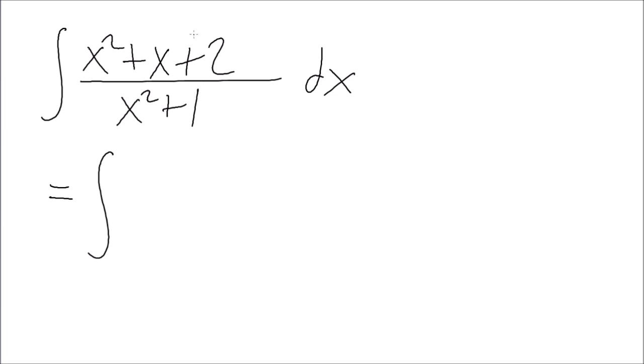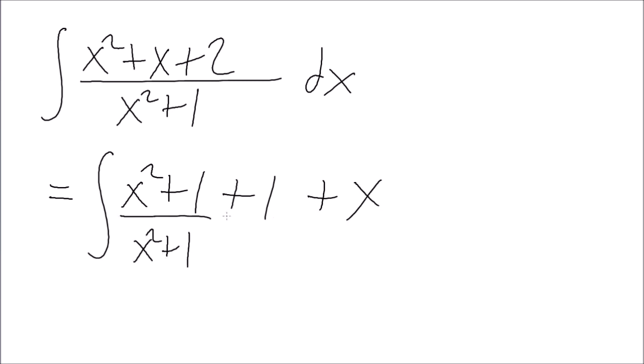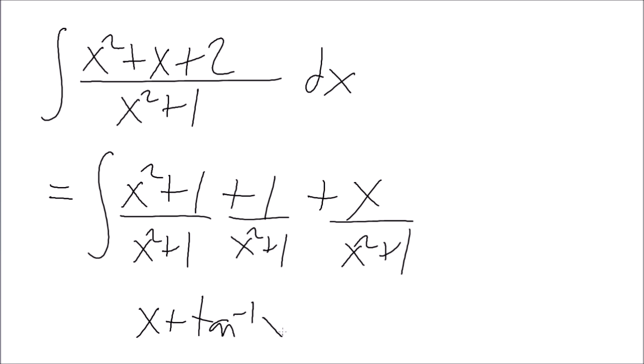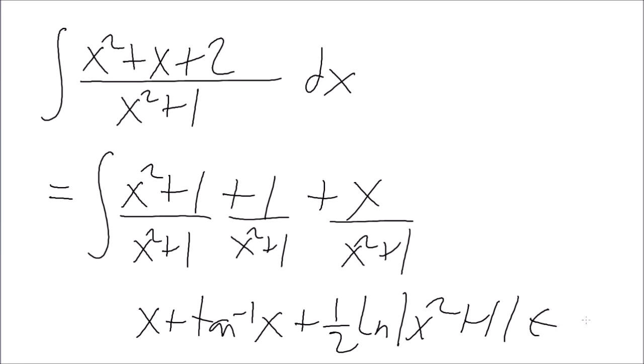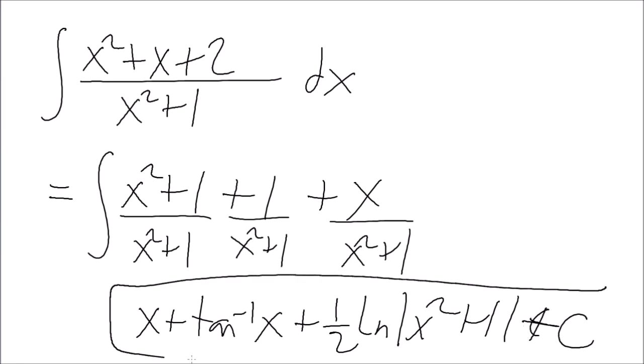So, okay, x squared plus 1. Can we put this in terms of x squared plus 1, or maybe in terms of its derivative? Yes, I can, right? x plus 1, and then plus 1 because of that 2, and then plus x. This cancels out, this is an inverse tangent, and this I could just do a u substitution. So here, I just get x plus inverse tangent plus a half of ln of x squared plus 1 plus c. I don't know why I wrote it curvy. And then you're done.